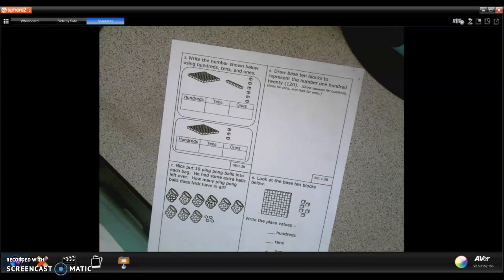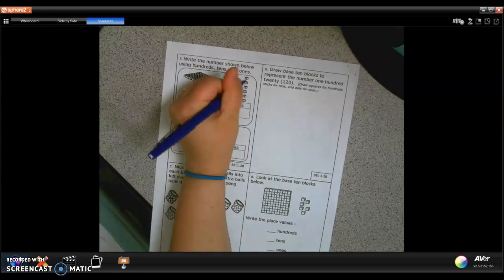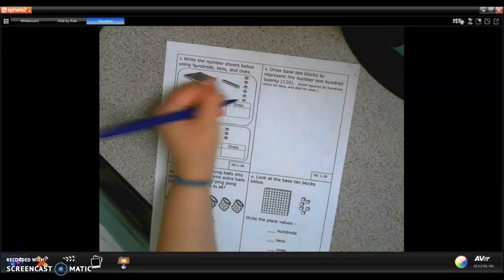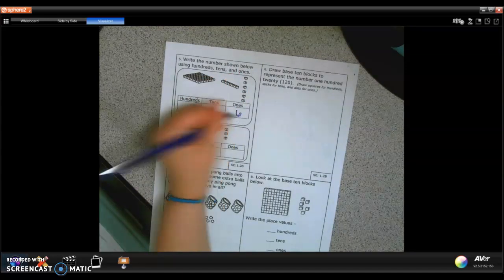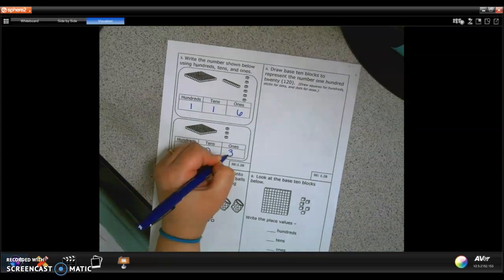Write the number shown below using hundreds, tens, and ones. I see 100, 1 group of 10, and 1, 2, 3, 4, 5, 6, 6 leftover ones. 100, 0 tens, and 3 ones.